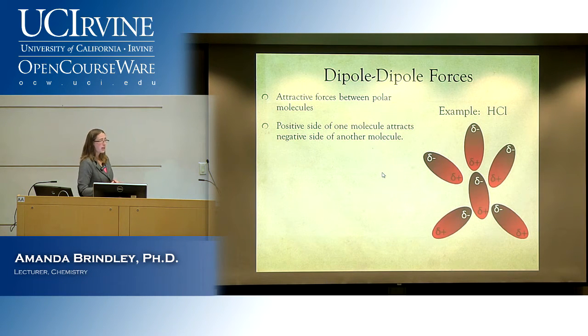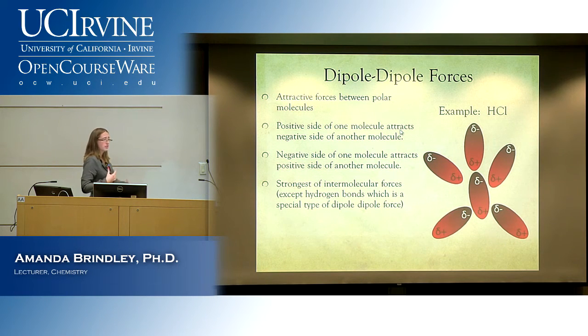Now, the way that these work is you can think of all of these molecules as little tiny magnets. If it has a dipole, that means that one side has a positive charge and one side has a negative charge. So what is the positive side of one molecule going to want to do to the molecules around it? Attract the negative side or the positive side? If it's positive, it's going to pull the negative side toward it, and it's going to push the positive side away from it. And so they're sort of attracted to each other because of this.